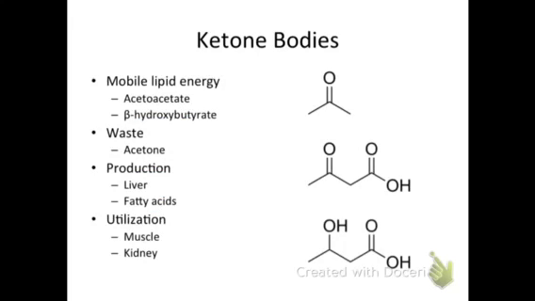Ketone bodies are produced by the liver from the breakdown of fatty acids that have been mobilized from adipose tissue. They are mobile forms of lipid energy that are primarily used by the muscle and kidney. Acetone is the spontaneous breakdown product of acetoacetate, and acetone cannot be used as energy. Instead, it's excreted by the lungs or the kidneys. Acetone is the substance that gives diabetics breath that smell like nail polish.